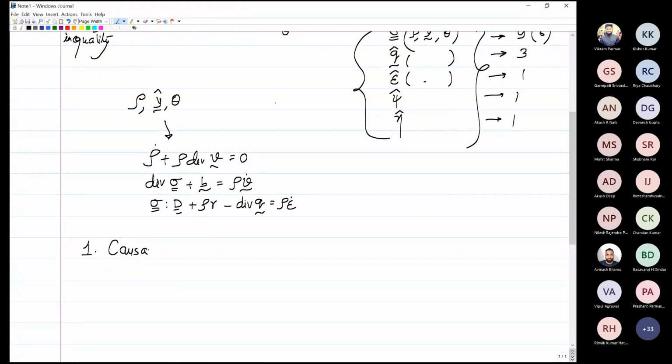So number one is causality. Some of you may have heard this term, but what it tells us is that all these sigma, q hat, epsilon, psi, or eta cannot depend on the future values of the unknown field variables, that is rho, y hat, and theta. That makes sense, right? Whatever is happening now cannot depend on what's going to happen in the future. Okay, so that's causality.